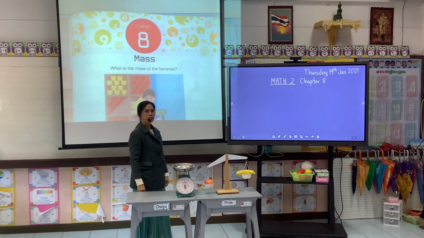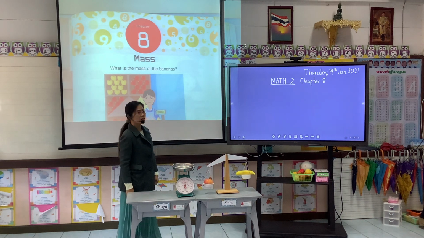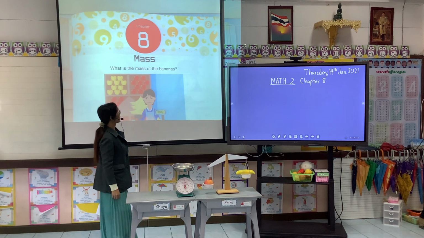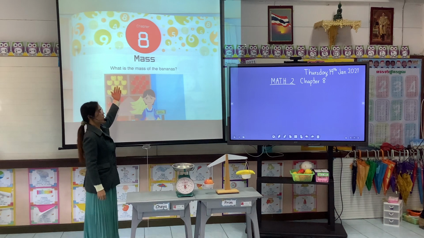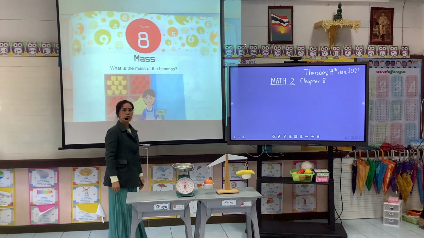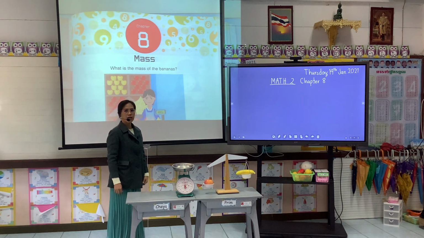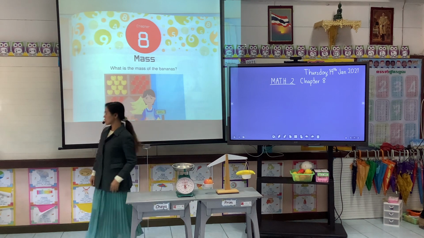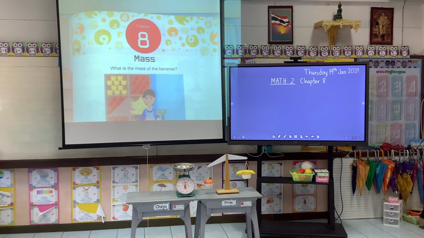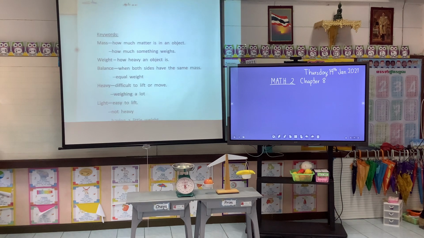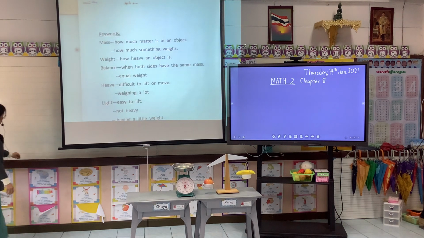Today we are going to start with chapter 8. Chapter 8 is all about mass, M-A-S-S. Before we go further, I want to introduce to you our vocabulary for this chapter. Vocabulary we have right here. I hope you can see.